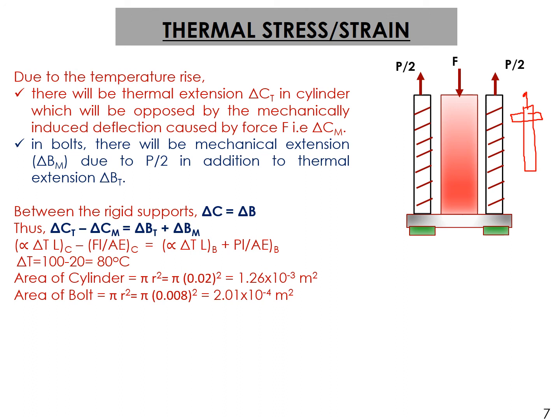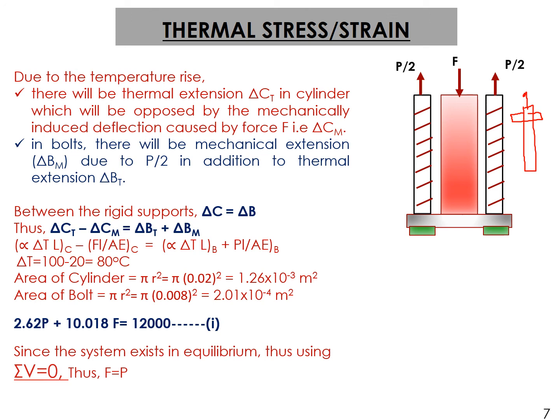So for maintaining the system in equilibrium, we are doing all this. We have this arrangement with us. So these are the areas we have calculated. Let's substitute all the values. So this is a relation between the load on the cylinder and load on the bolt. Now, since the system is in equilibrium, we can apply equilibrium conditions. So we can sum up all the vertical forces equal to 0, and what we get: minus F plus P by 2 plus P by 2, that means P, equals 0, because the system is in equilibrium. So we get F is equal to P.